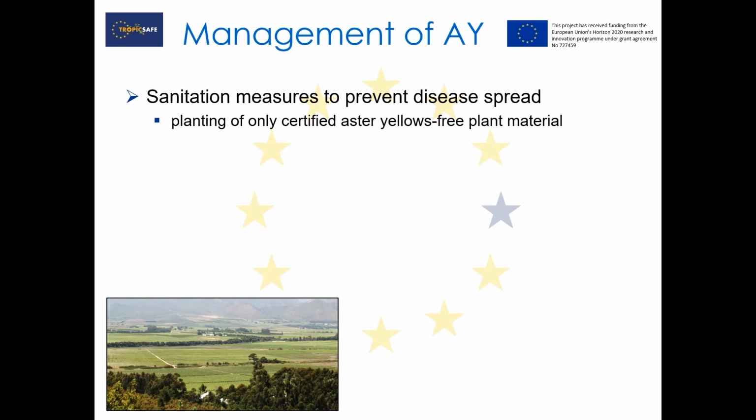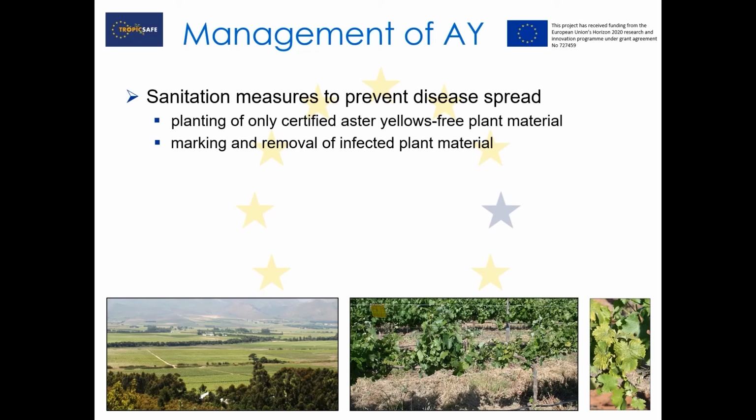The following is recommended for the management of aster yellows phytoplasma in grapevine based on our current knowledge. Sanitation measures to prevent disease spread is very important. This includes the planting of only certified aster yellows free plant material, marking and removal of infected plant material such as shoots, and roguing of infected plants.